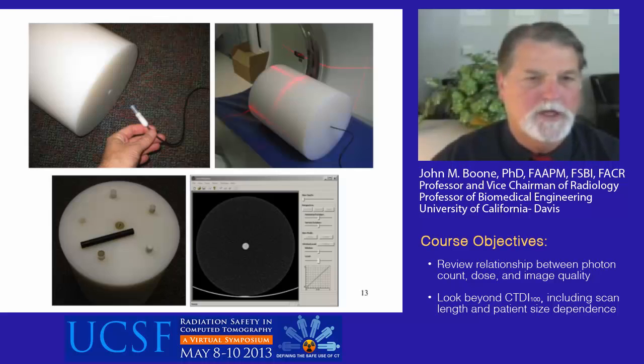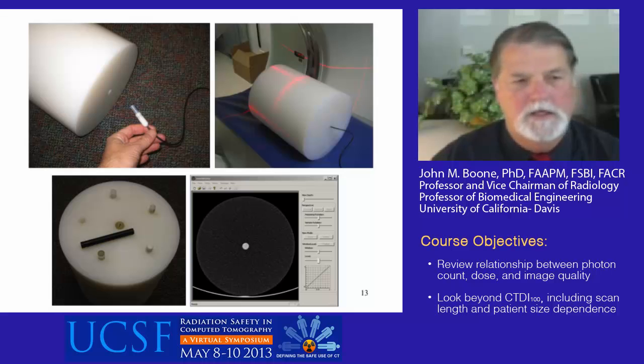So here are some pictures of a prototype of this phantom, and the upper left picture on slide 13 also illustrates the so-called thimble chamber that we are proposing to use, getting away from the 100 millimeter chamber that has been historically used to do CT dosimetry for the last 30 or plus years.